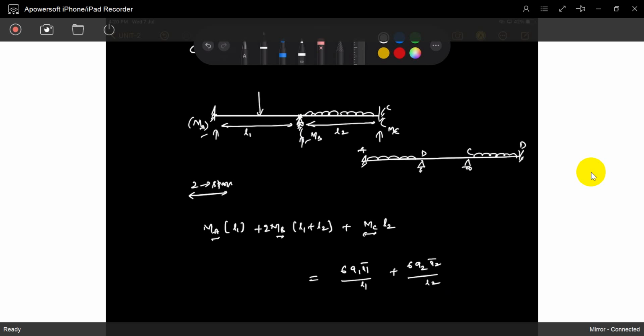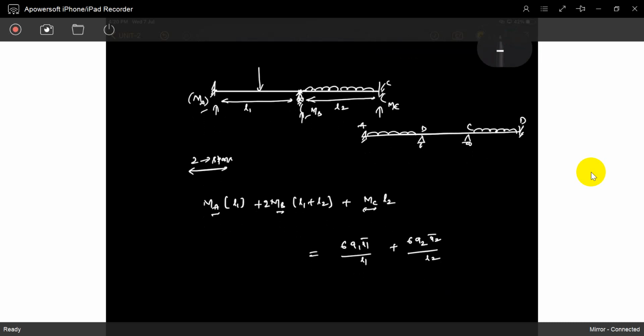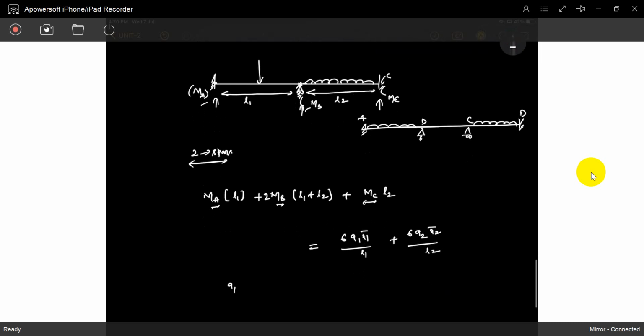Sir, what is A1, L2, X1? That is what I want to explain. What is A1, what is A2? A1 and A2 are the areas of the bending moment diagrams of spans AB and BC if support B is taken as simply supported.